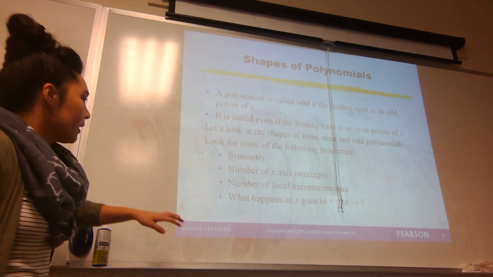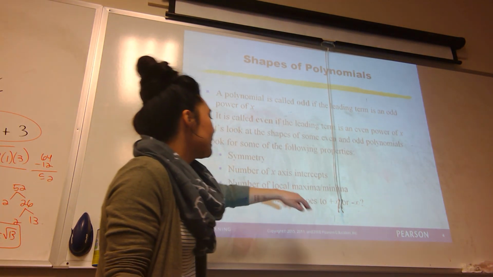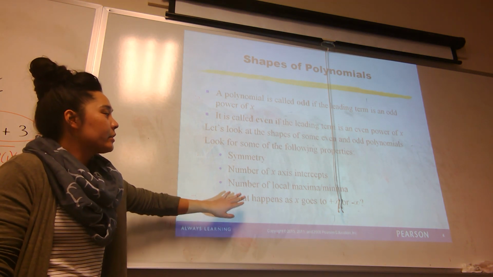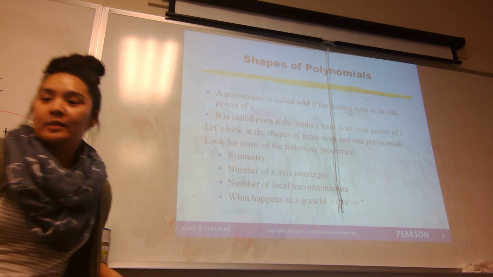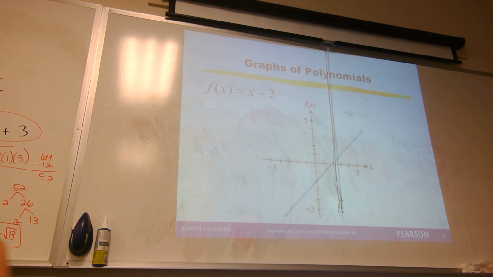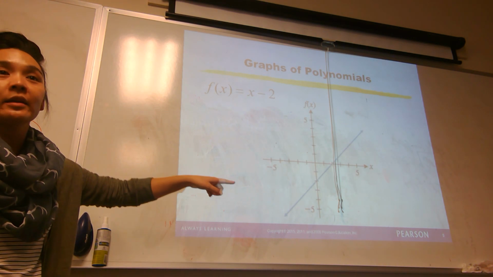Okay. How are there local maxima and minima, and where do the ends go to? Okay. And so what does that mean? Let's take a look at a few graphs. So here's what you're used to seeing, right?